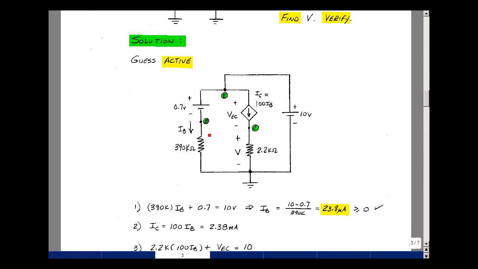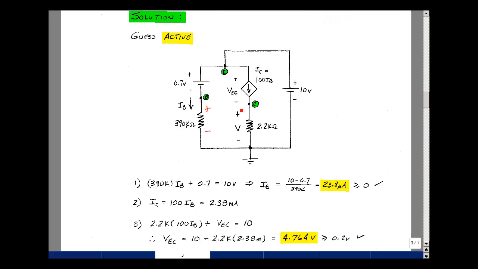So let's do that. The drop across here with the direction of base current would be a rise in voltage of 390 K times I sub B, a rise in voltage of 0.7, and then a drop of 10. That's this equation here. I sub B then would be 10 minus 0.7 divided by 390 K, and it's 23.8 microamps. Is that greater than or equal to 0? Yeah, so you can check that off. I sub C is 100 I sub B. That'd be 100 times that number, or 2.38 milliamps.